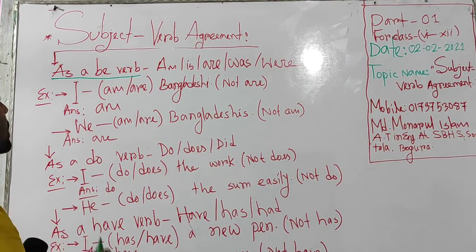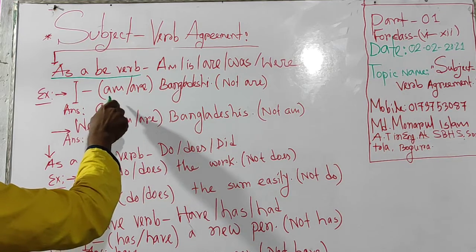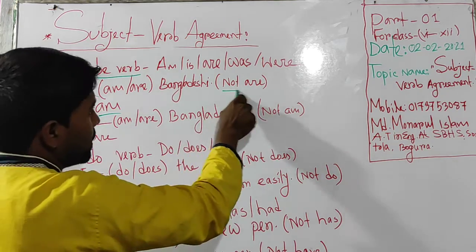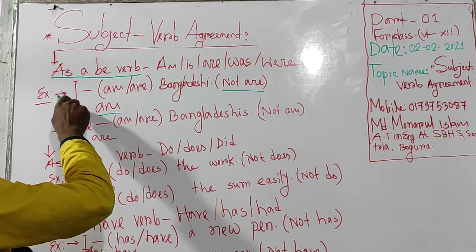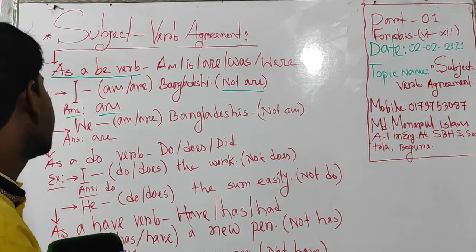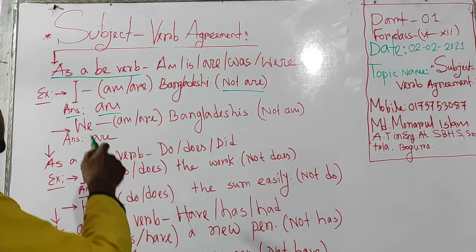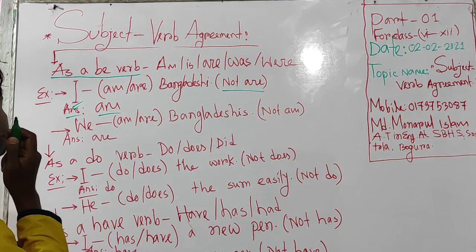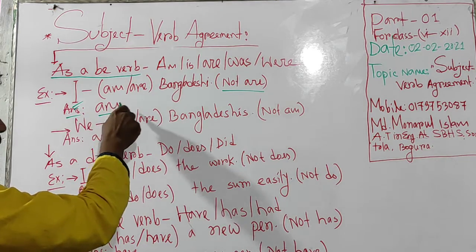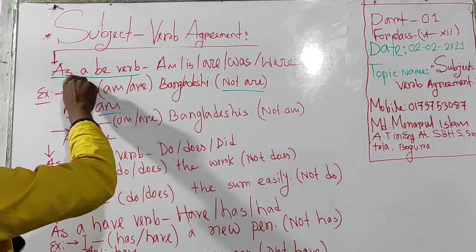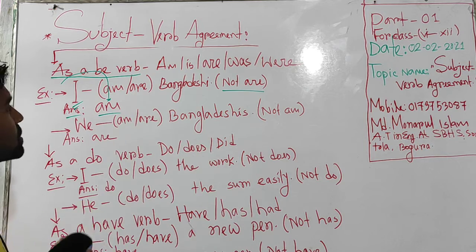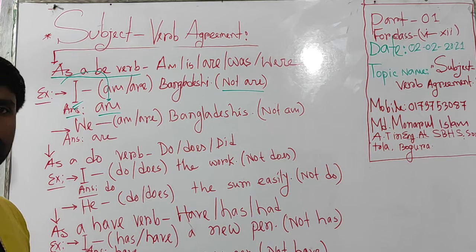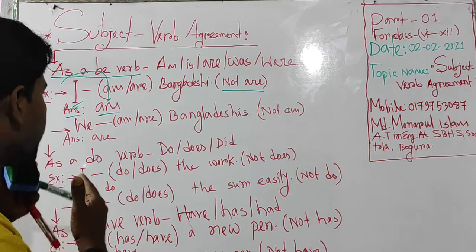Here I am also giving you an example. I (am/are) Bangladeshi. Here the answer is am, not are. Not are, because you know that it is exceptional, that means miscellaneous, a different style. Here I is first person singular subject, so after I we should give the verb am, not are. It should be remembered that when we make sentences, it is very essential.